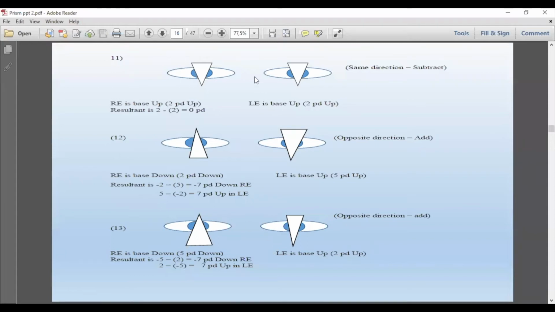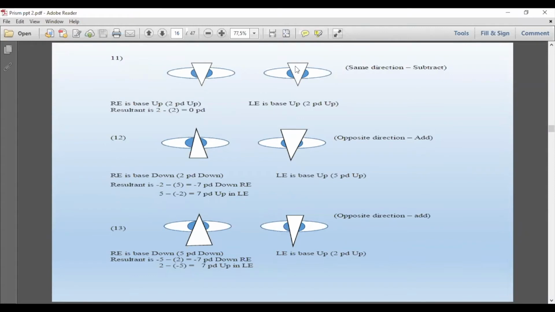Right, now we're talking vertical. Now you can see over here for the right eye, I've got 2 up. For the left eye, I have 2 up. They're both in the same direction. So that means your displacements are going to be equal. In other words, the image will be displaced downwards. But if you do the calculation over here, the resultant is 2 minus 2, which is 0. So in other words, although there's a displacement, there's no prismatic effect.